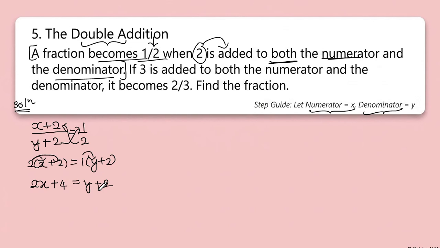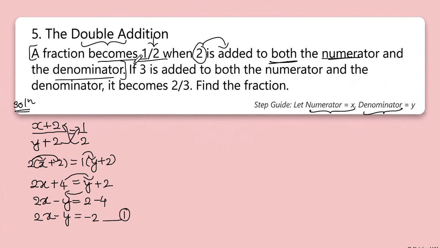Okay. So let's take this y this side, so 2x, if y this side will come, so minus y is equal to, and if we take this 4 this side, it becomes 2 minus 4. So what you will get, 2x minus y is equal to 2 minus 4, which is minus 2. So let's call it equation number 1.